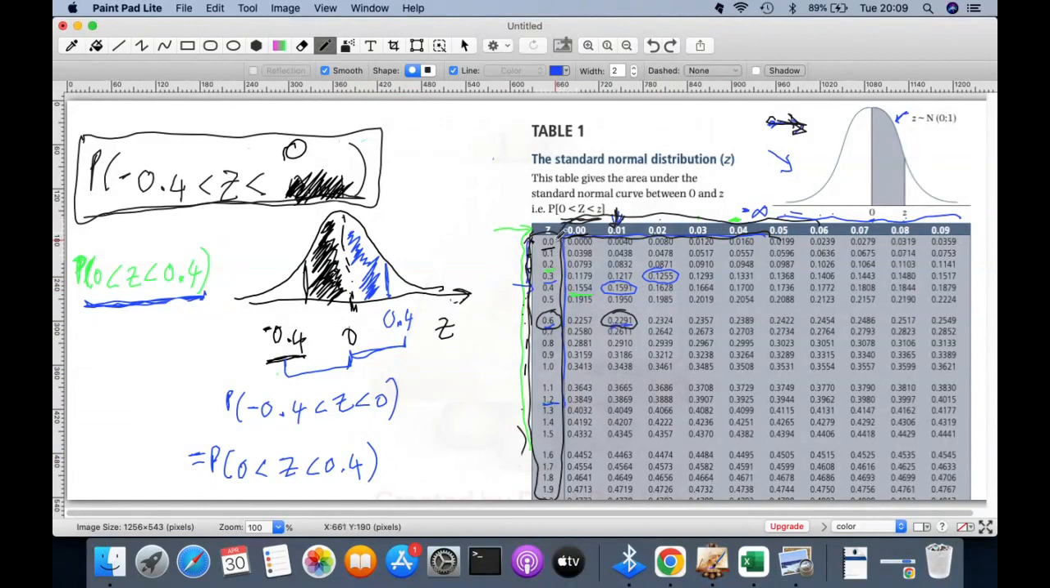And that I can find from the table. You just need to look at where z is positive 0.4, which is here. And there's no second decimal, so the answer is 0.1554.